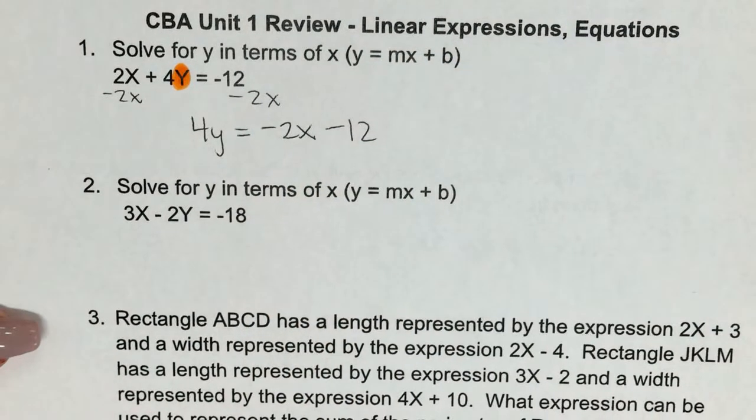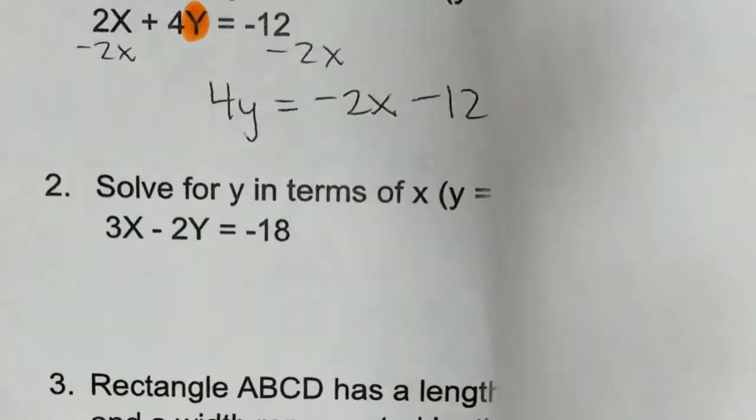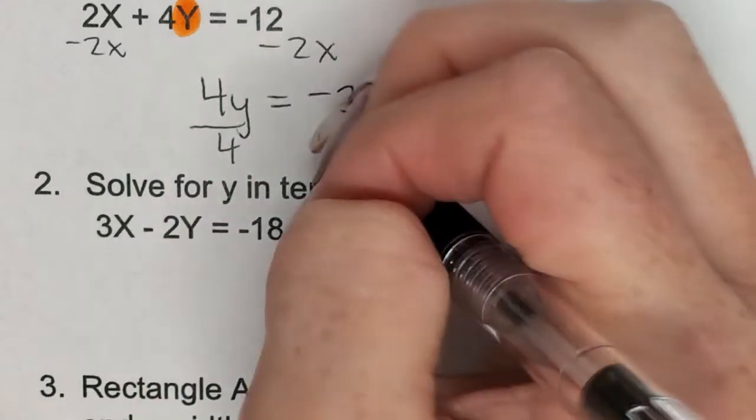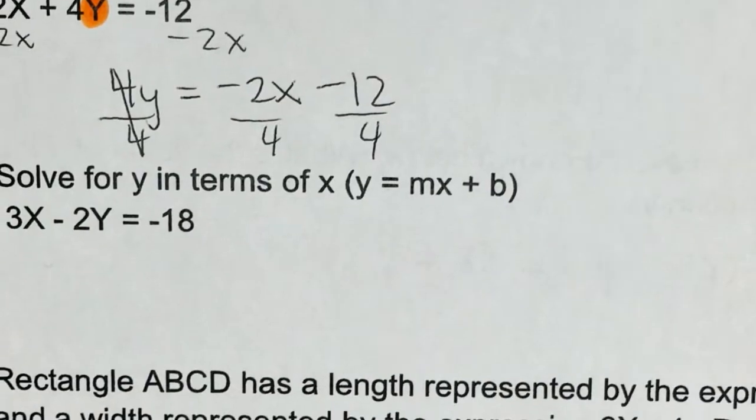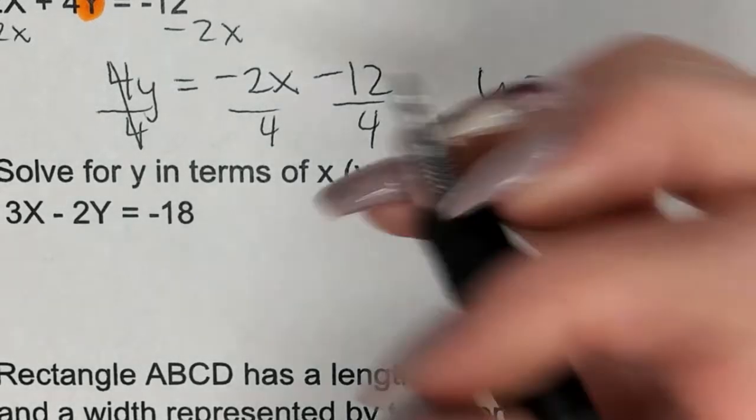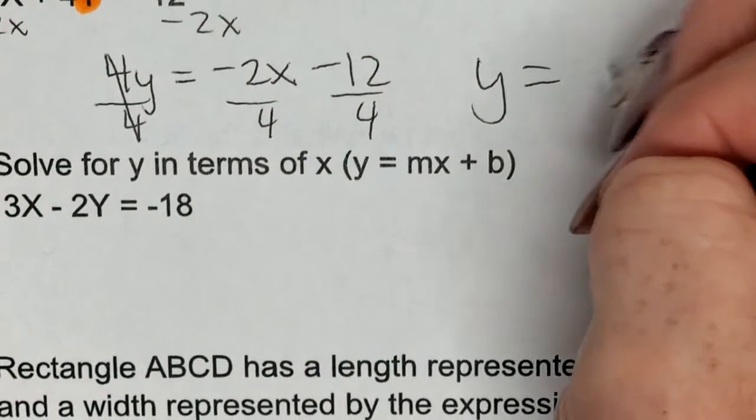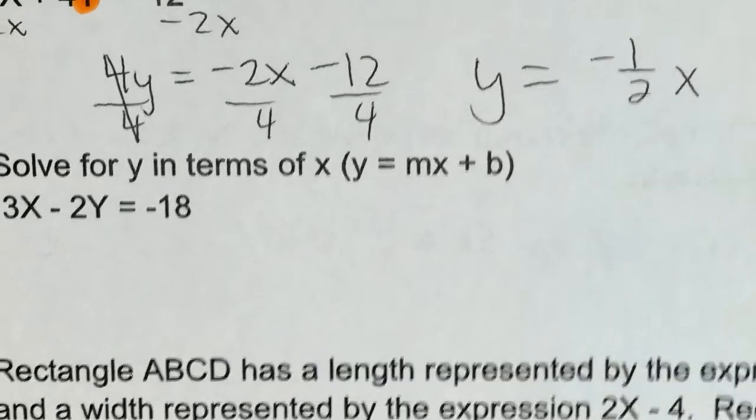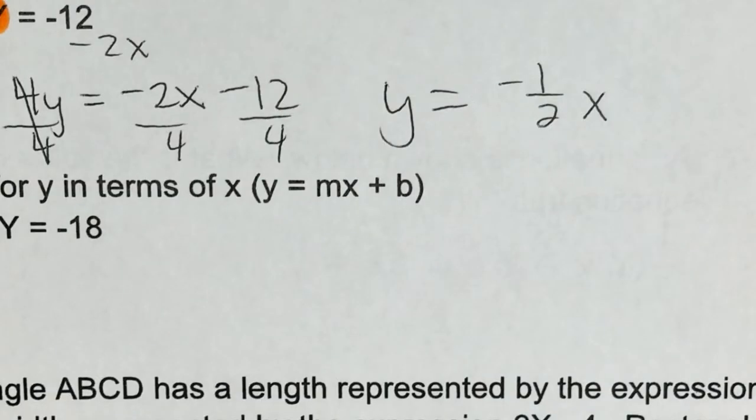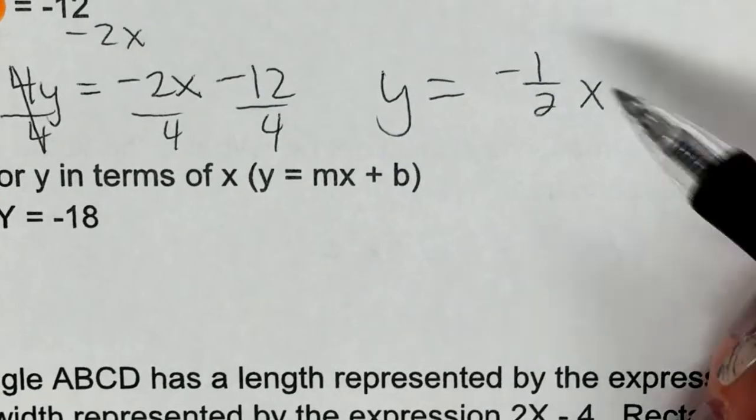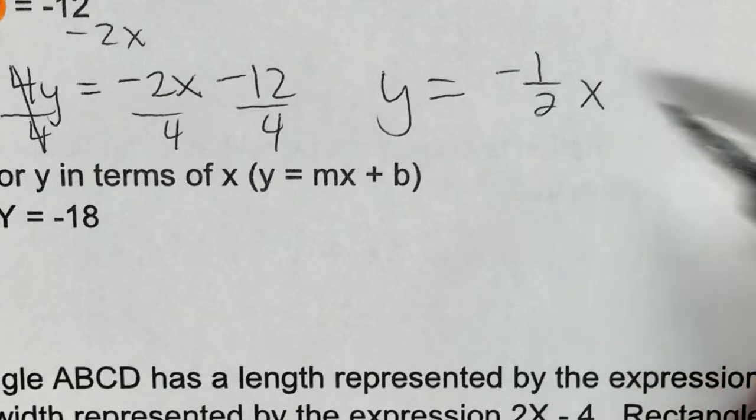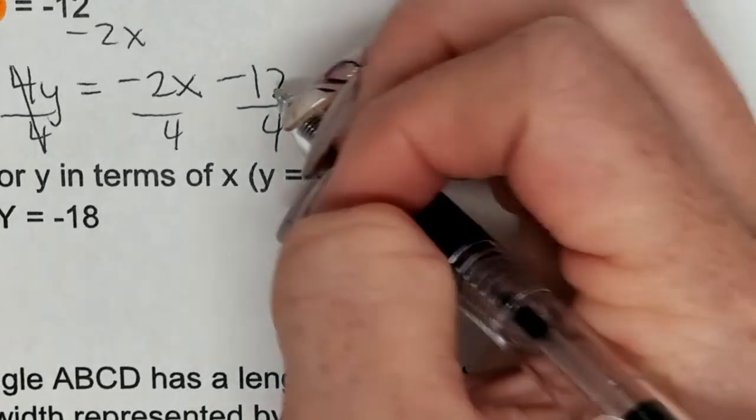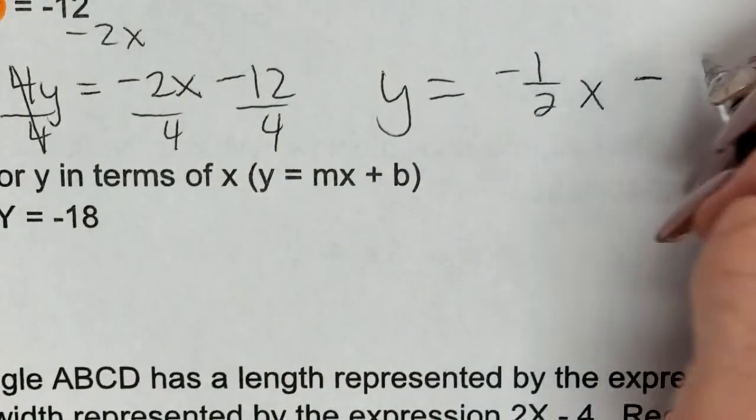Yes. How do I get rid of the 4? Divide everything by 4. Now I must simplify. So I have y equals, well, negative 2/4 is negative 1/2 x. Could I have also put negative x over 2? It's the same thing. But in mx plus b form, they're going to put the slope here and the x out to the right. Minus, what's 12 divided by 4? 3.